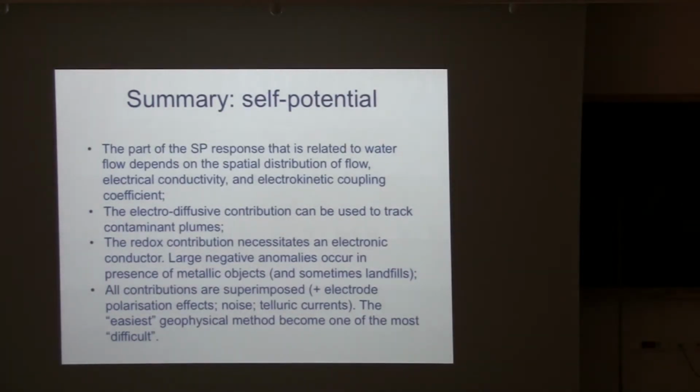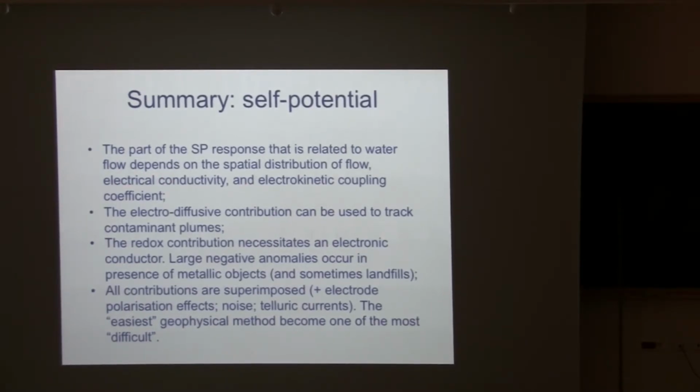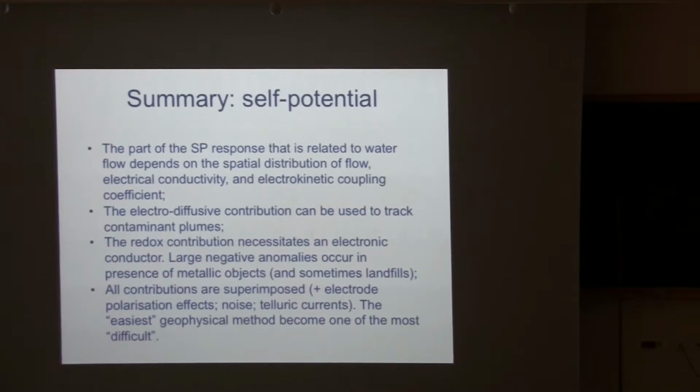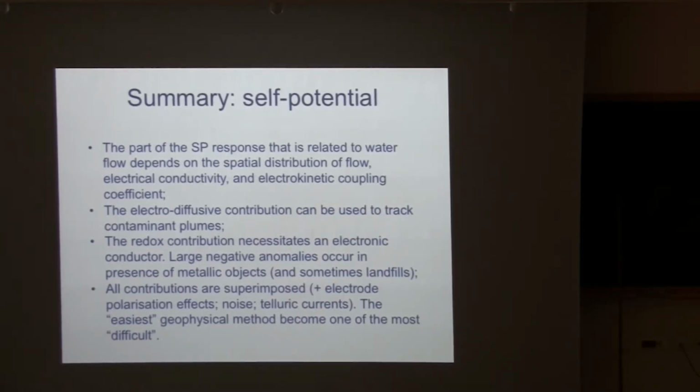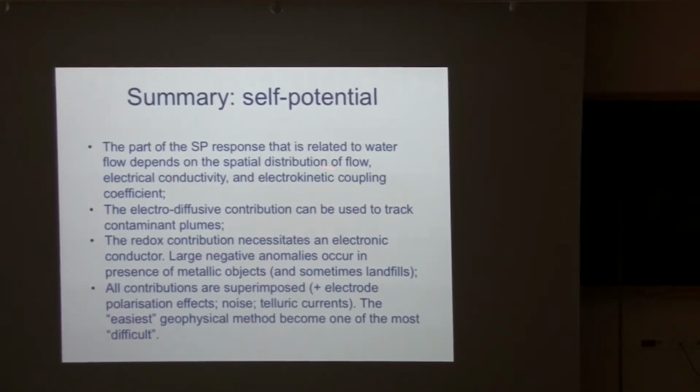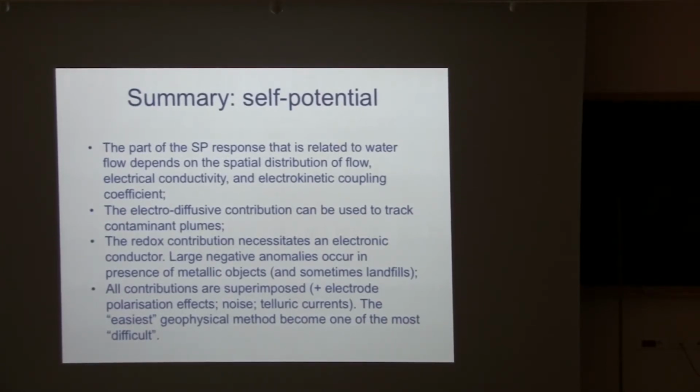In short, a summary here of self-potential. Some of the response is related to water flow, so you're sensitive here to the spatial distribution of flow. Electrical conductivity plays a role. Often you would do ERT to get an image of electrical conductivity, and you will need this because for a given current system, you need to know the electrical conductivity in order to calculate what the potentials should be. And then you need to know something about this coupling, which is essentially a factor related to permeability, specific surface area, clay type, and so on.